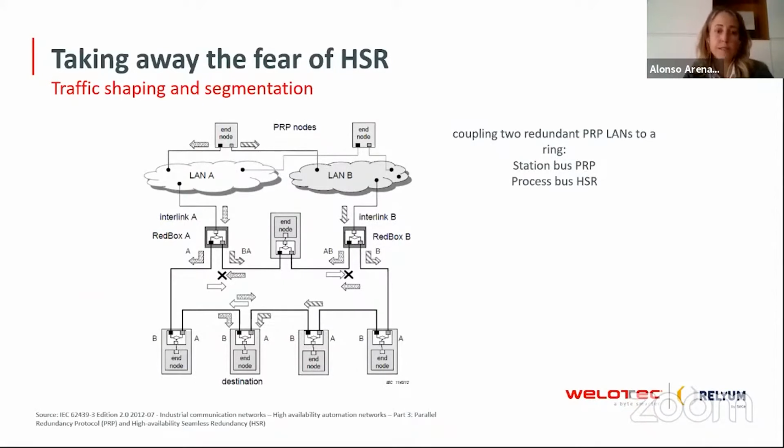Here you have the typical topology with one PRP network connected to one HSR network. In the middle, at the point of connection, we only need normal red boxes. And this topology guarantees that they are independent in terms of maintenance and in terms of traffic transmission. This is a very typical configuration proposed for substations, where the station bus is implemented through PRP and the process bus can be implemented through one HSR ring or different HSR rings.